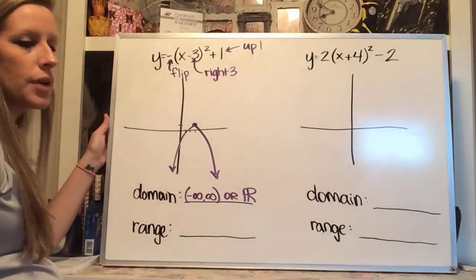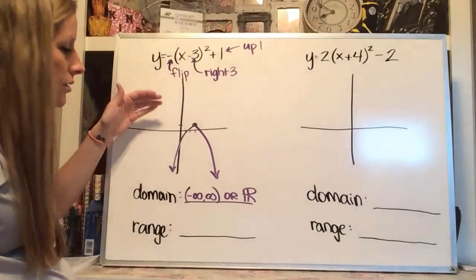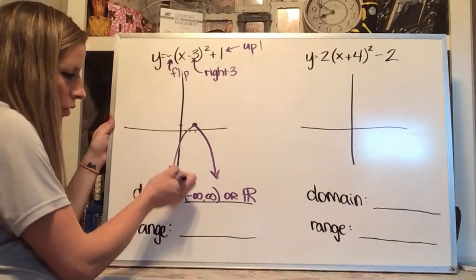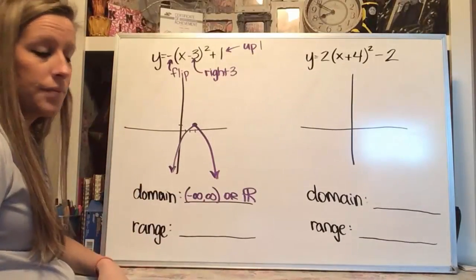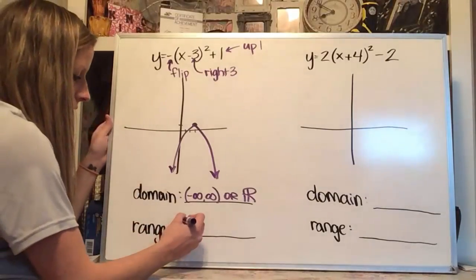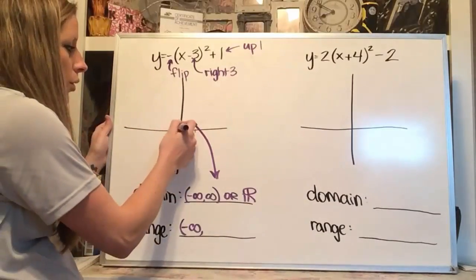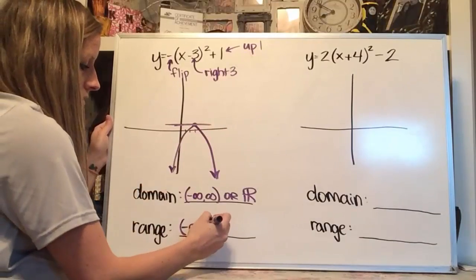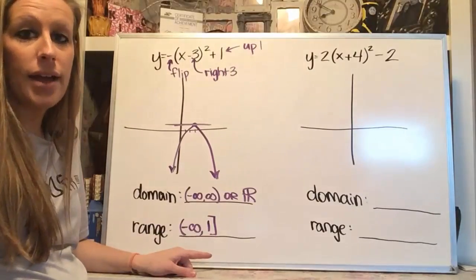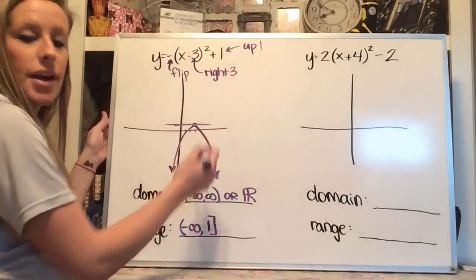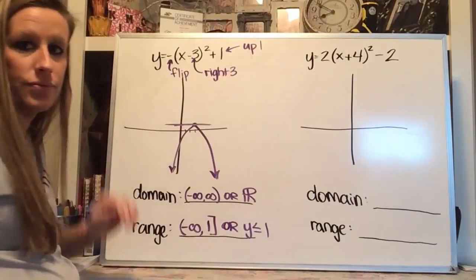So range is a little different. Range is the lowest to the highest. So my lowest point, see how my lowest values, there's an arrow there? That means it's going to keep going forever and ever. So it's going to go down forever and ever, so negative infinity. And then my highest point, it's going to go all the way up to where y is 1. So negative infinity to 1. And that one's going to have a bracket, okay, because there's actually a point there. Or you could say that y is everything less than or equal to 1. Either one.